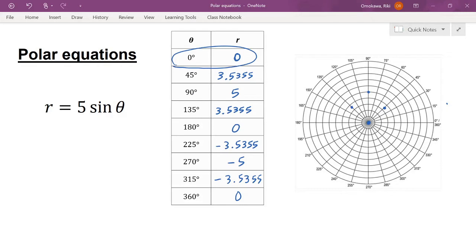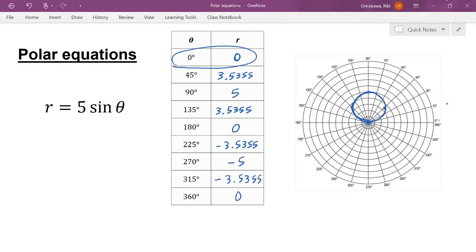And if we did find more points in between and graph them carefully, you'd find that the graph is a circle like this. And furthermore, the circle completes at 180 degrees. And then from 180 to 360, the graph actually just goes back over the same circle again.